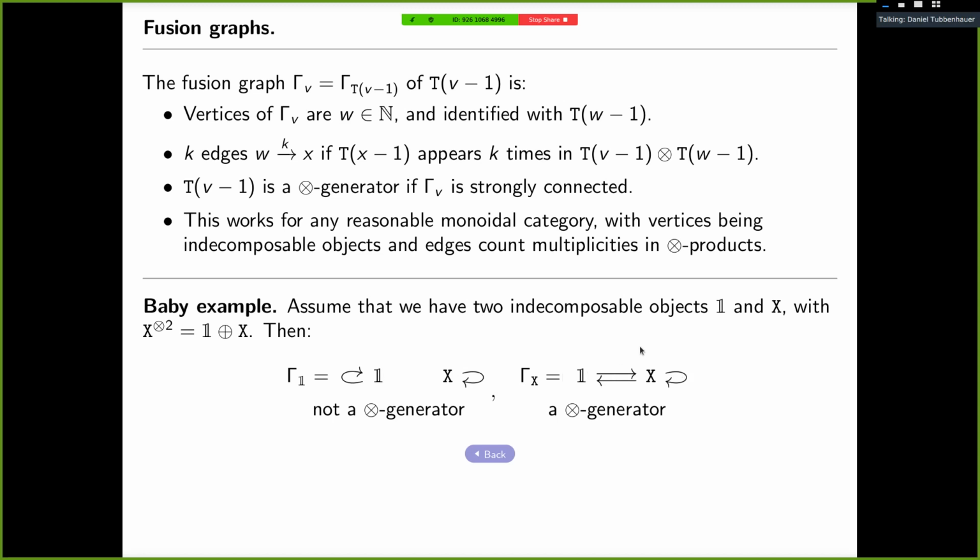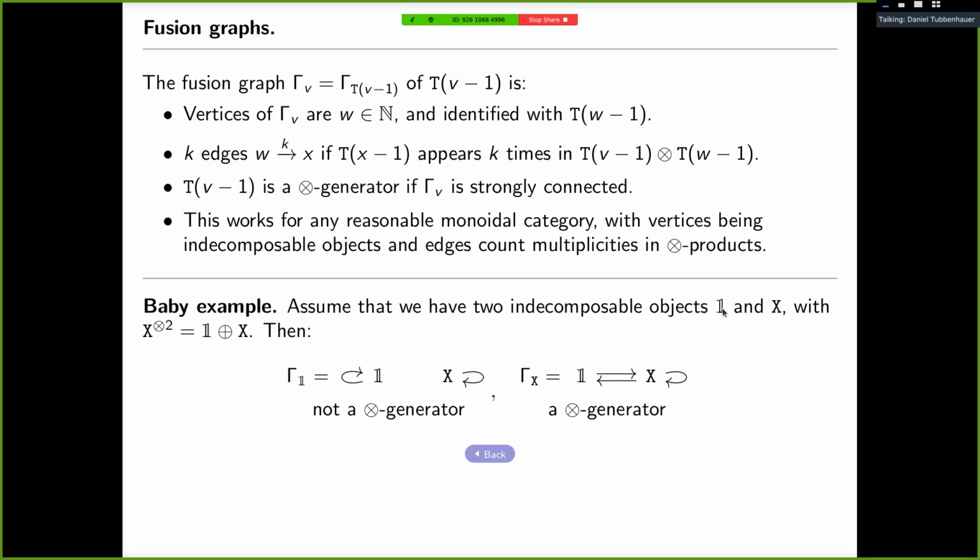This one is a little bit more exciting, and if you understand this one, then you have understood fusion graphs basically. You have two vertices corresponding to my indecomposable objects. Let's see, x times 1 is x, so you draw an arrow from 1 to x. X times x, I told you what x times x is. It's 1 plus x. So I draw two arrows, one from x to 1 and one from x to itself.